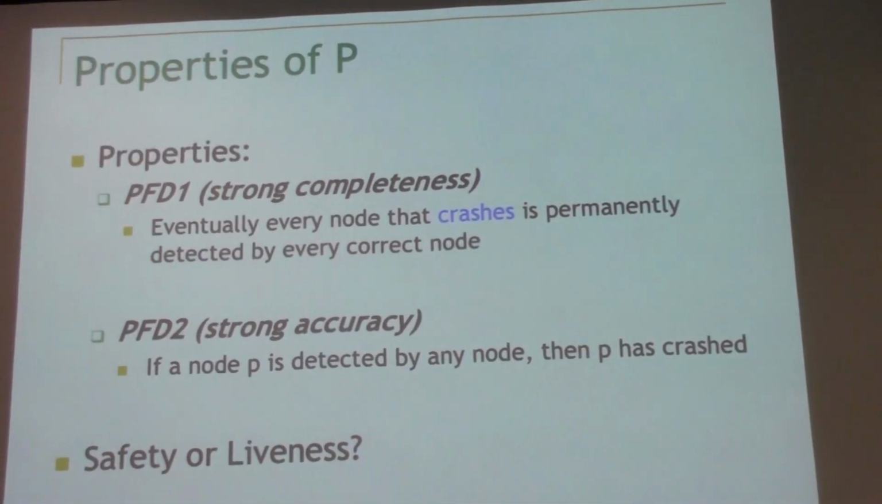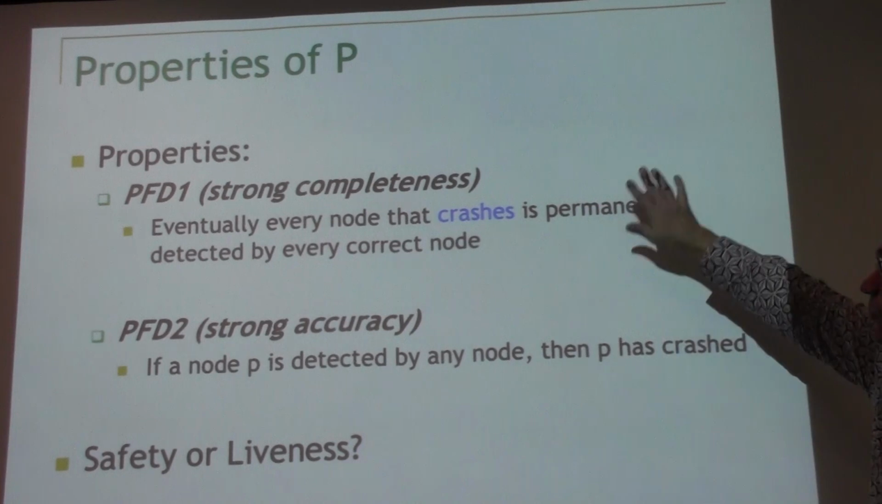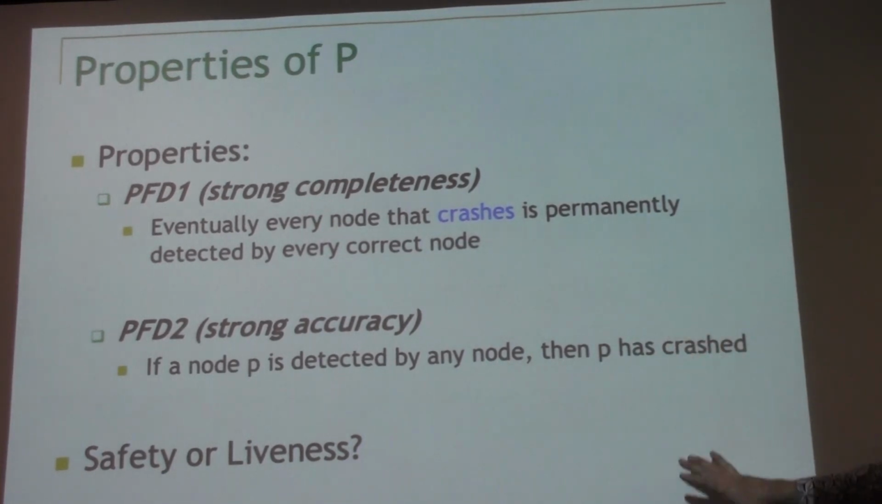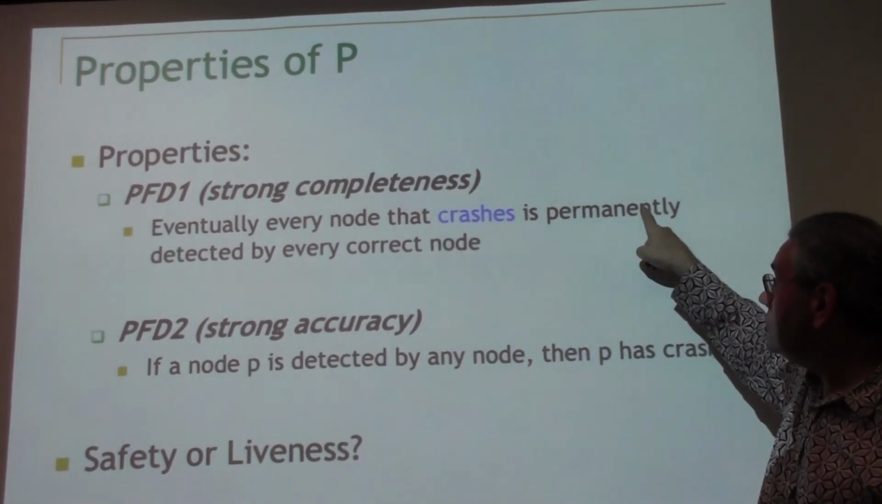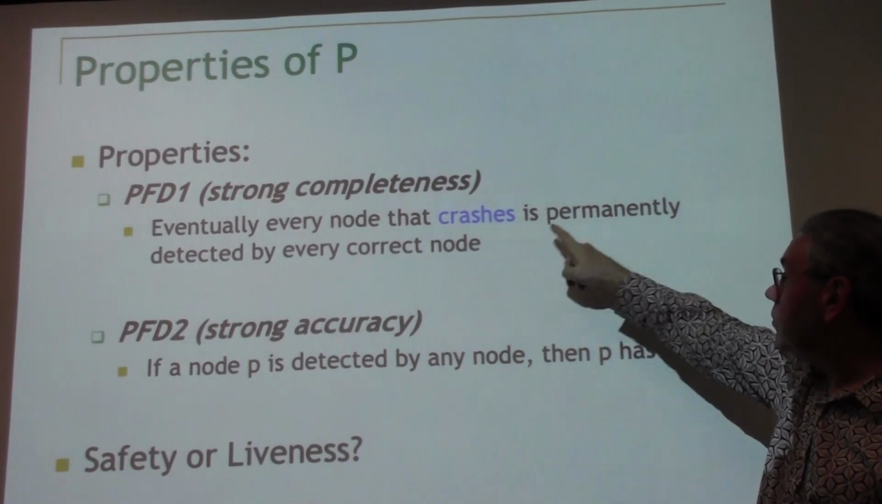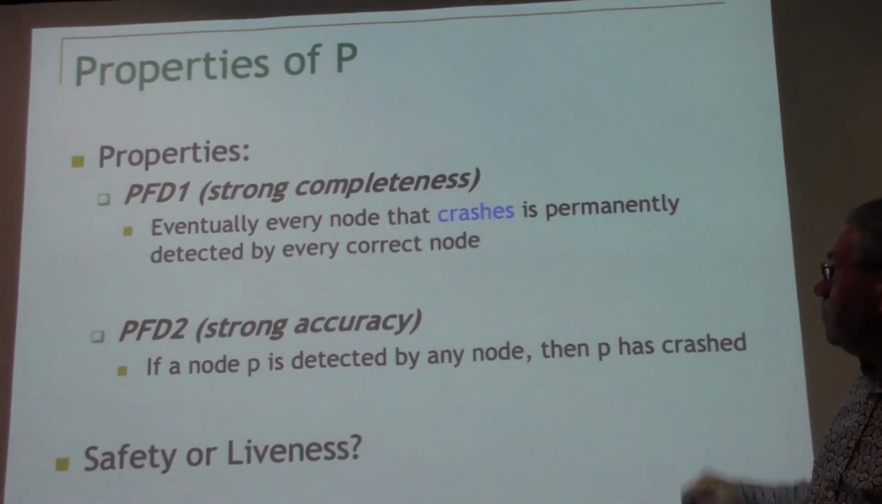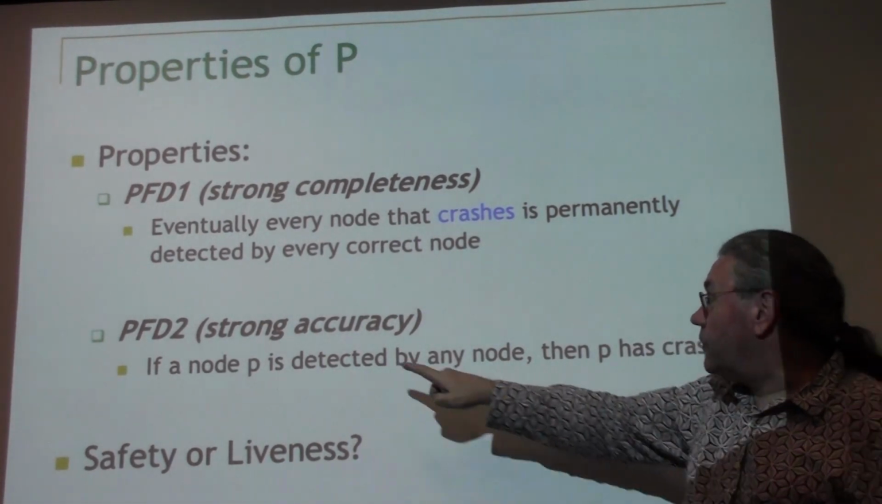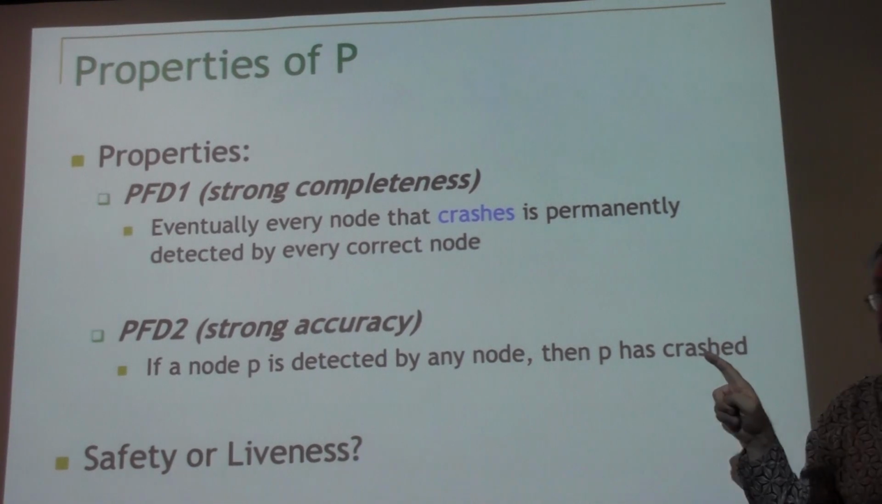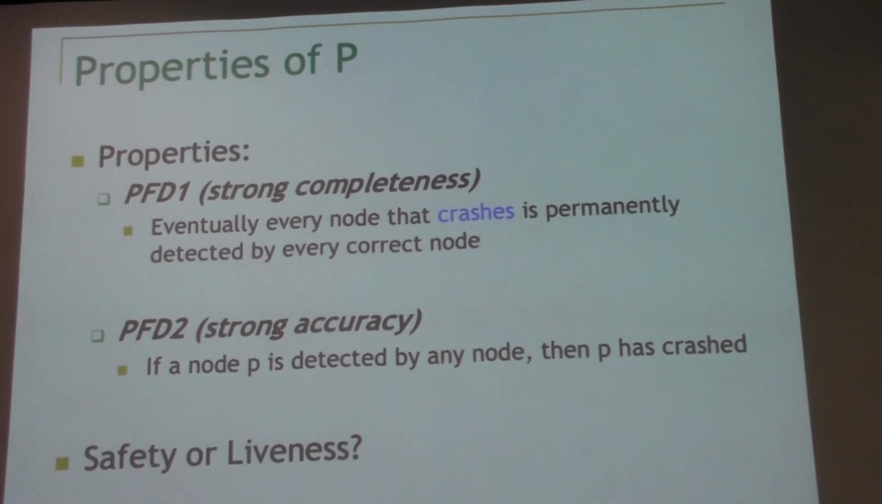So like we did last week, I'm going to discuss a little bit these properties, because the actual precise definition is very important here. Strong completeness says, eventually every node that crashes is permanently detected by every correct node. So the nodes will all see all the crashes. And strong accuracy says, if a node is detected, then it actually has crashed. So there's no mistake. It will not unjustly accuse a node of being crashed.